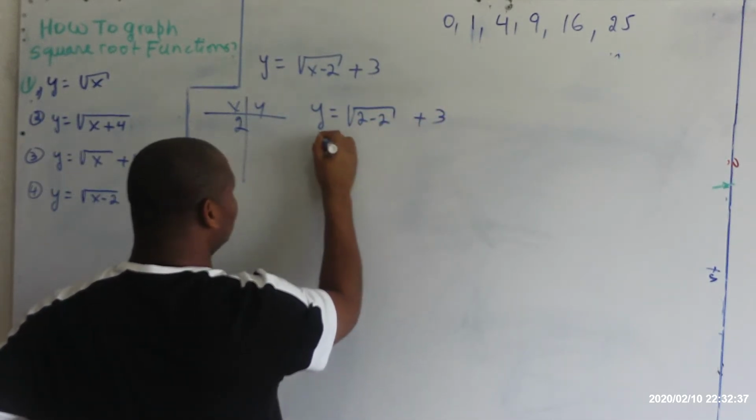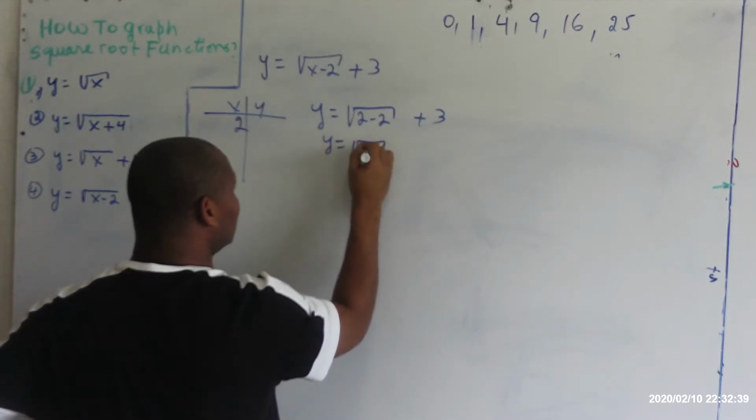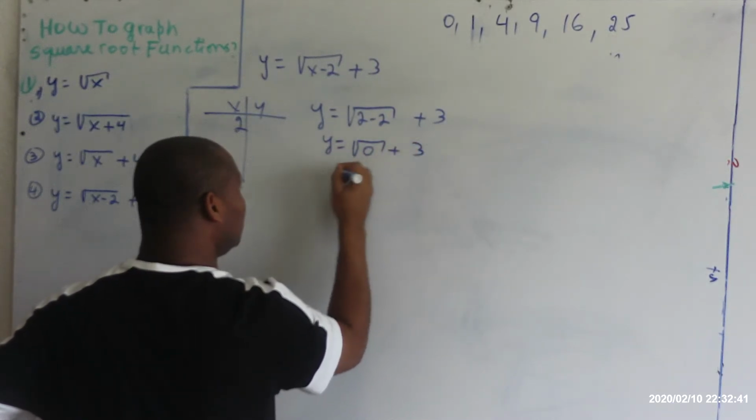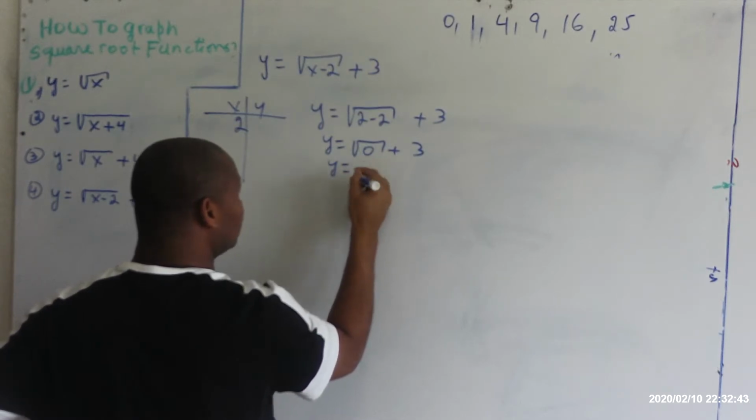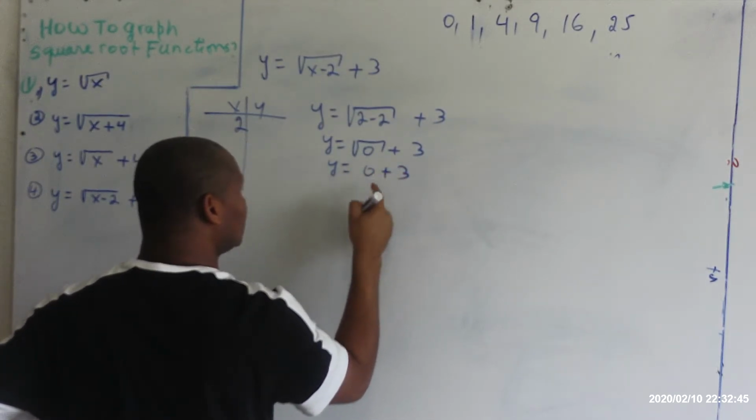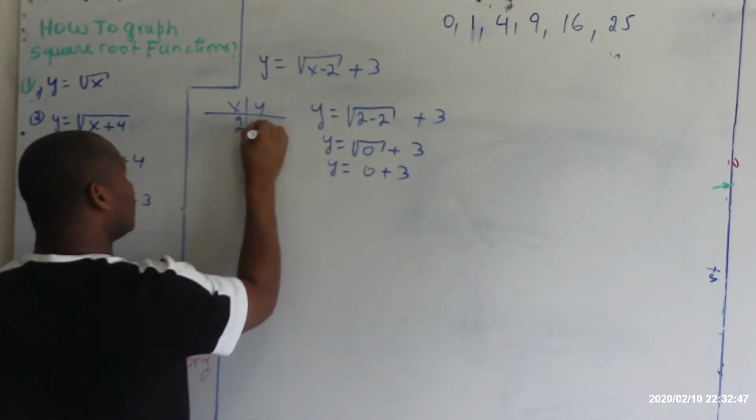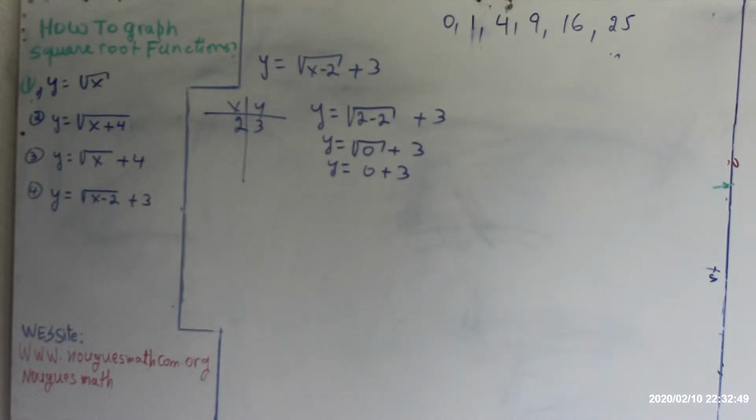Look at 2 minus 2 plus 3. So 2 minus 2 will be 0, plus 3. You know that the square root of 0 is 0, plus 3 is 3. Y equals 3. Okay? Perfect.